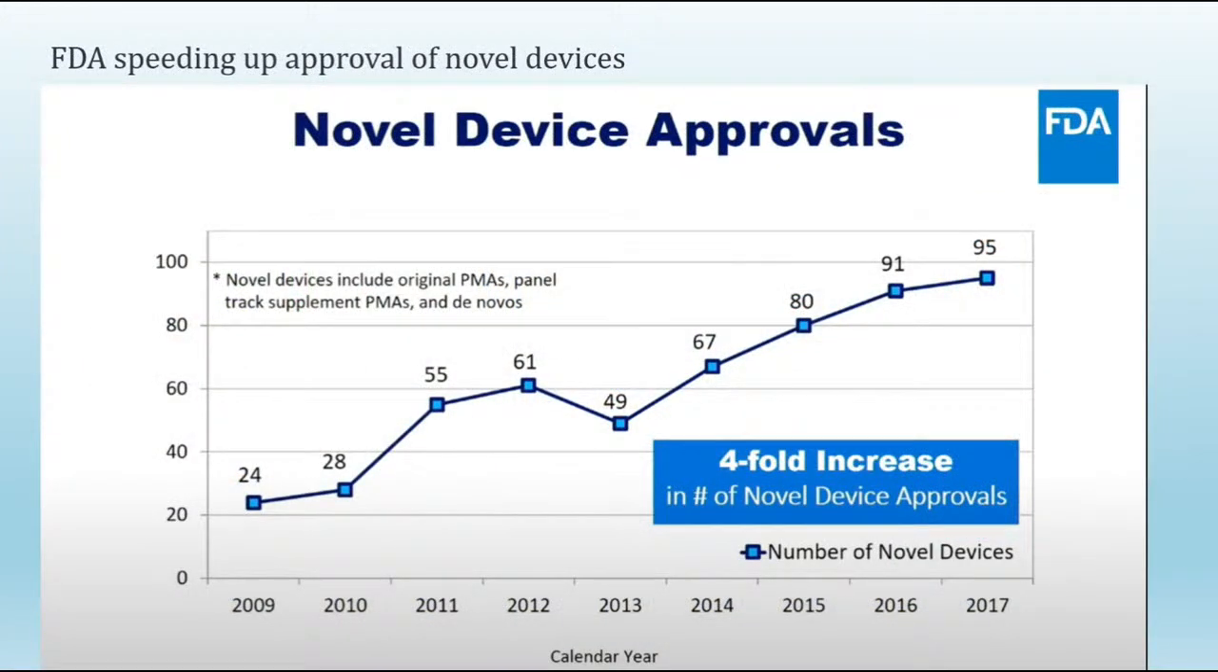So how do they do that? Some of the ways that the FDA measures its success is how fast they approve these novel devices. Novel devices include original PMA, panel track supplement PMA, and de novos. So you can see that over the years, they've had a fourfold increase in the number of novel device approvals per year. And you can imagine that there's a big effort to increase the speed of approval of these novel devices. For the FDA, this is very challenging because novel devices take more effort to understand how they work. You need more people, and they also have the mission to keep all of these systems safe.